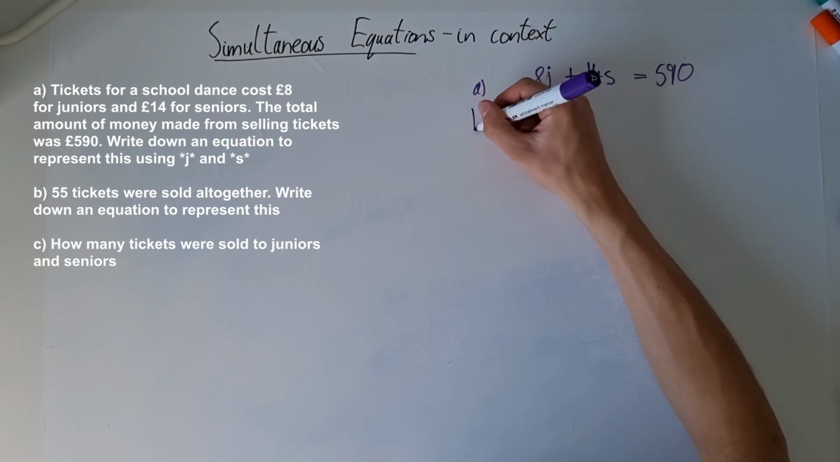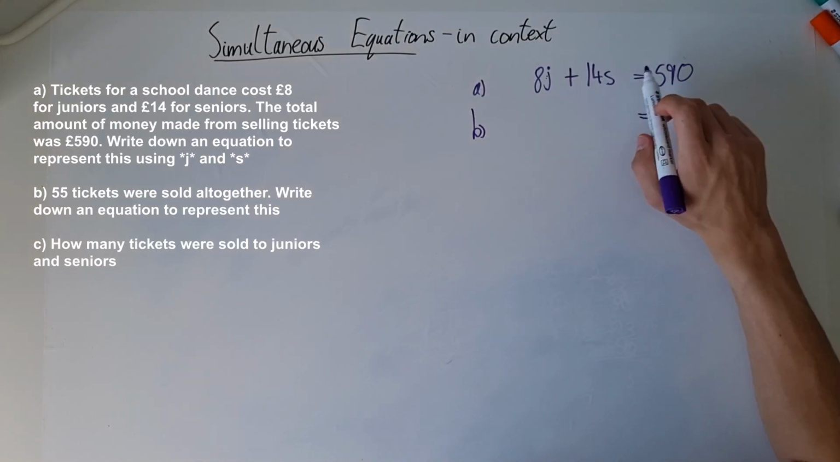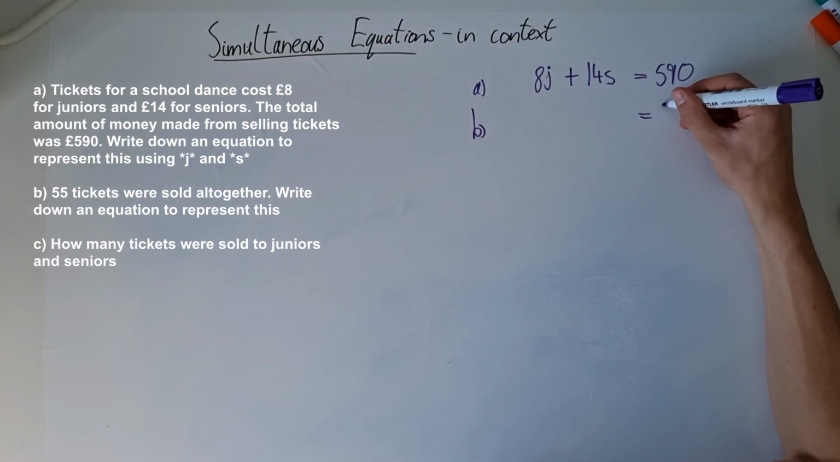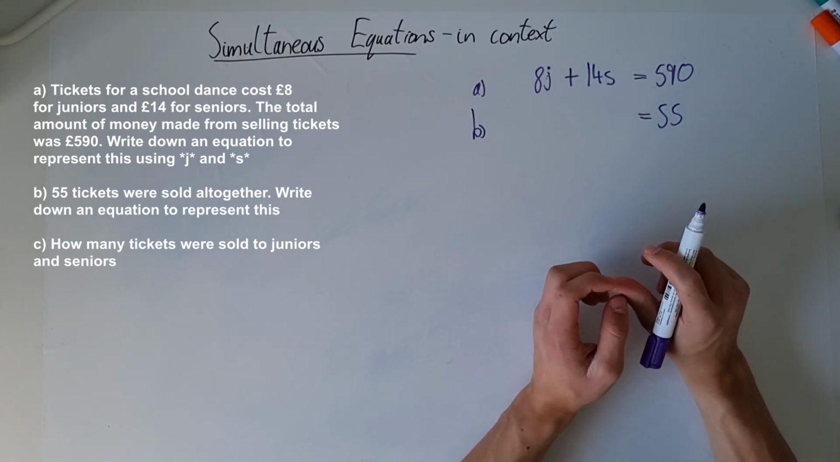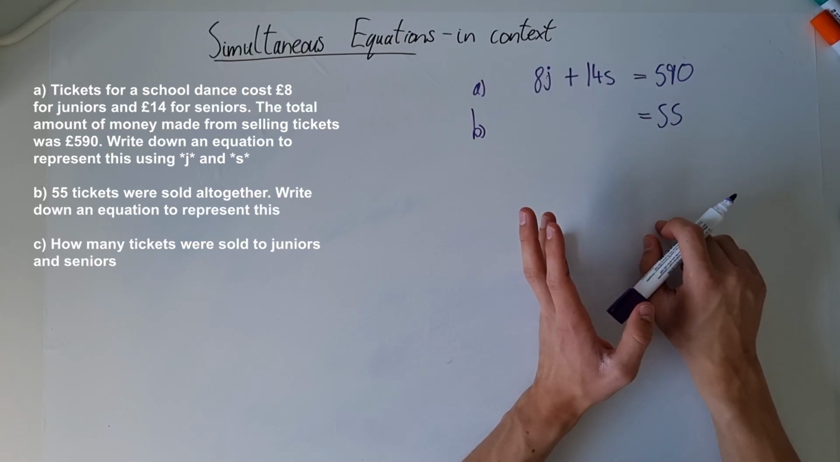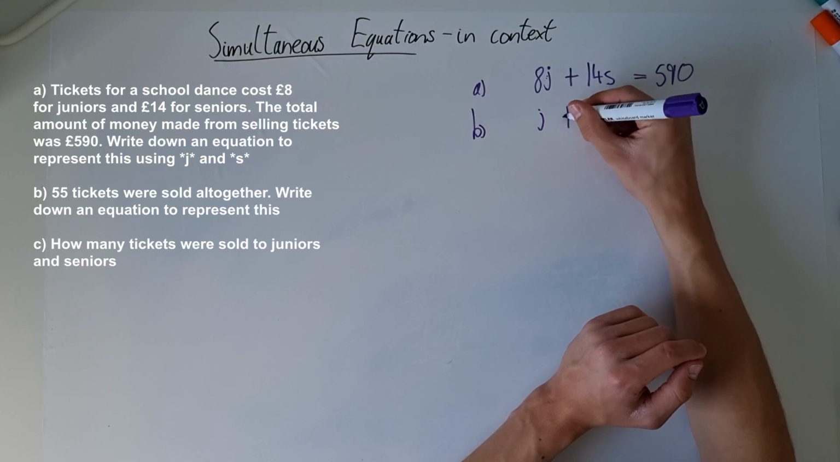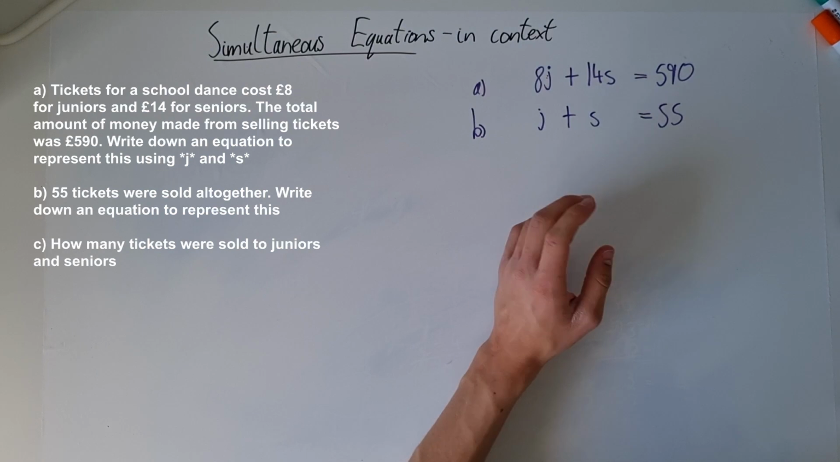Next, B. 55 tickets were sold altogether. Write down an equation to represent this. So this first equation is in terms of money. This one is just the total number of tickets sold. So if we know the total number of tickets sold is 55, what two tickets were they selling? Well, they're selling junior and senior tickets. So a combination of these two tickets has to equal the total of 55. So this is going to be J plus S is 55.